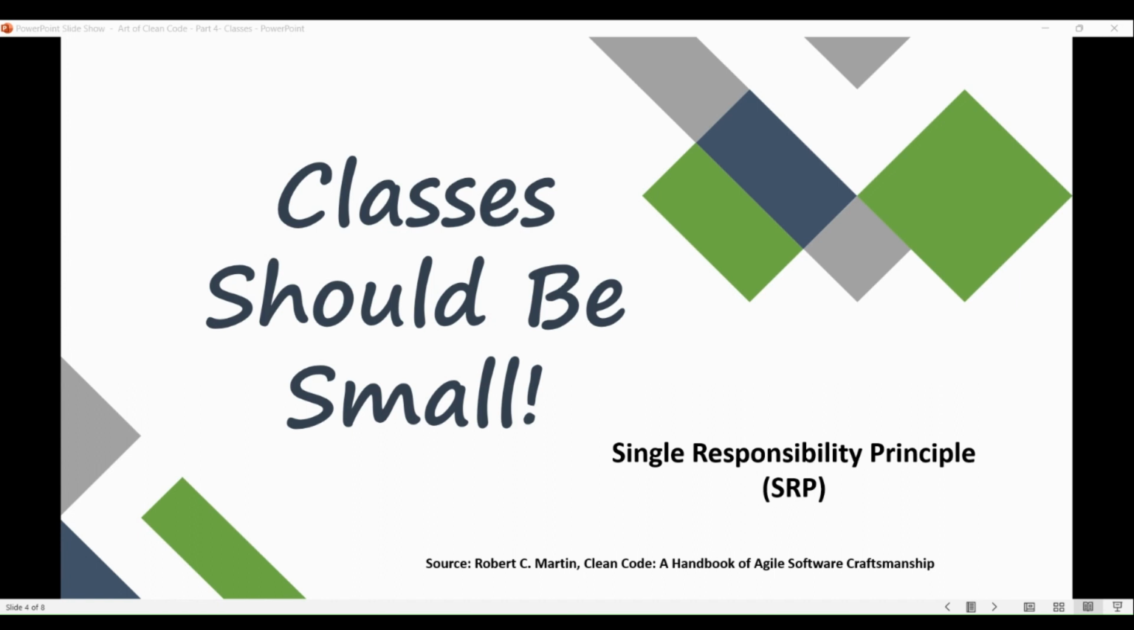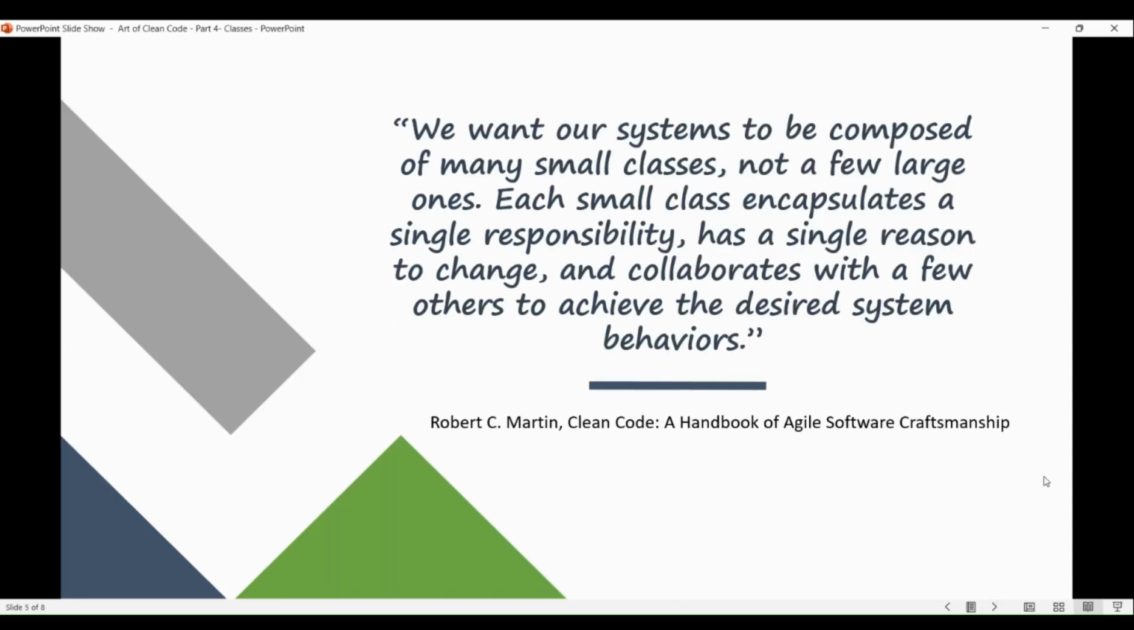On the contrary, we must always remember that we want our systems to be composed of many small classes, not a few large ones. Each small class encapsulates a single responsibility, has a single reason to change, and collaborates with a few others to achieve the desired system behaviors. That should be our goal.